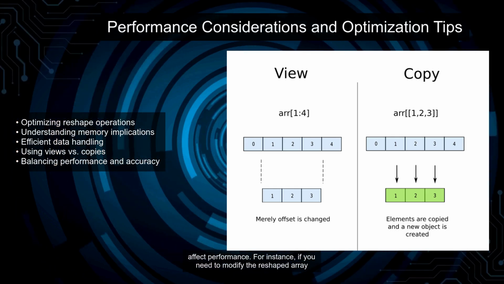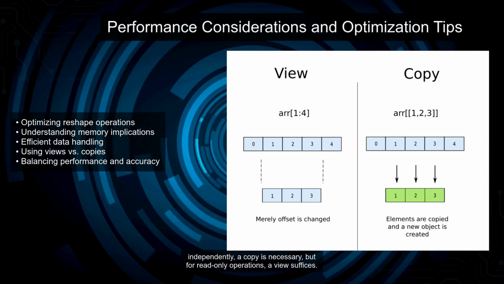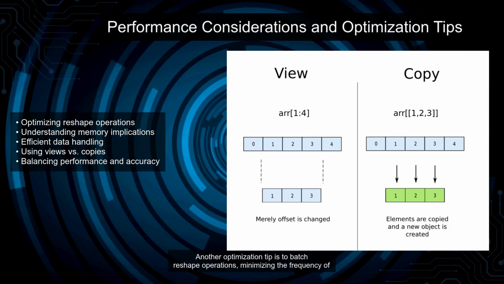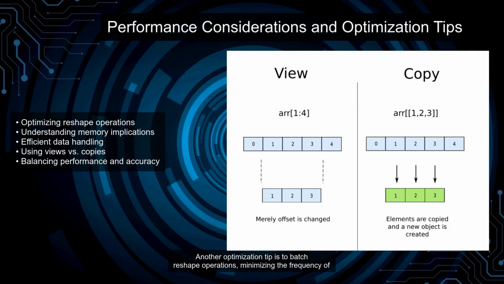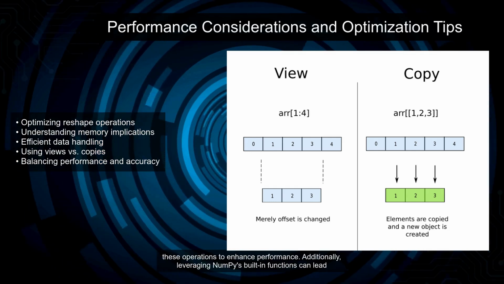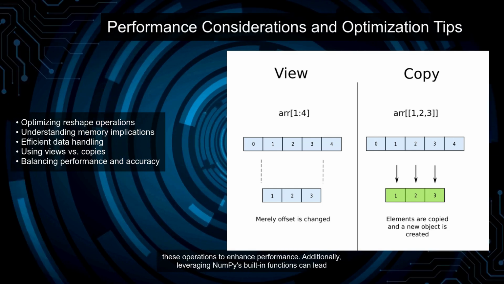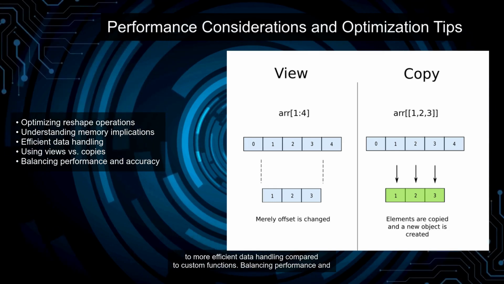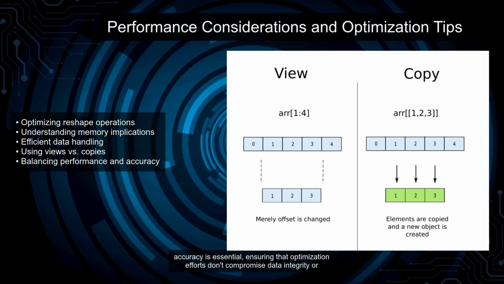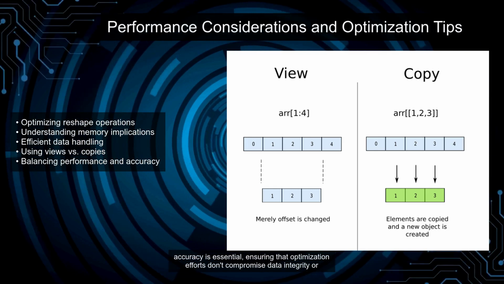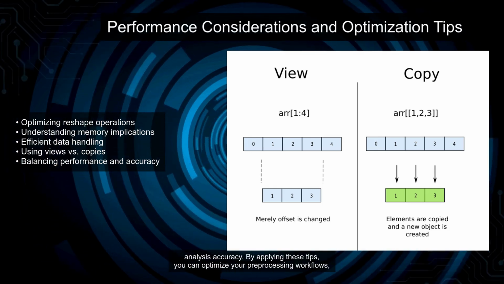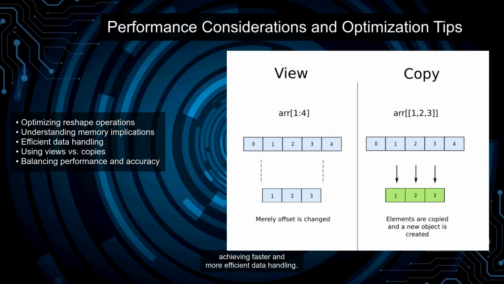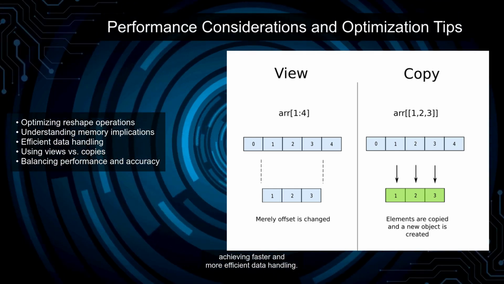For instance, if you need to modify the reshaped array independently, a copy is necessary, but for read-only operations, a view suffices. Another optimization tip is to batch reshape operations, minimizing the frequency of these operations to enhance performance. Additionally, leveraging NumPy's built-in functions can lead to more efficient data handling compared to custom functions. Balancing performance and accuracy is essential, ensuring that optimization efforts don't compromise data integrity or analysis accuracy. By applying these tips, you can optimize your preprocessing workflows, achieving faster and more efficient data handling.